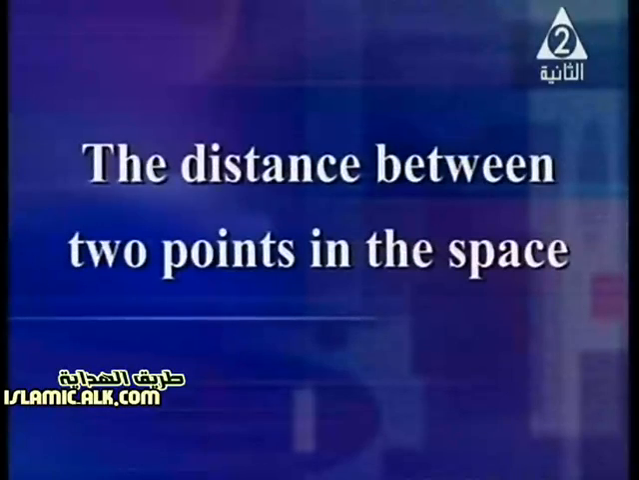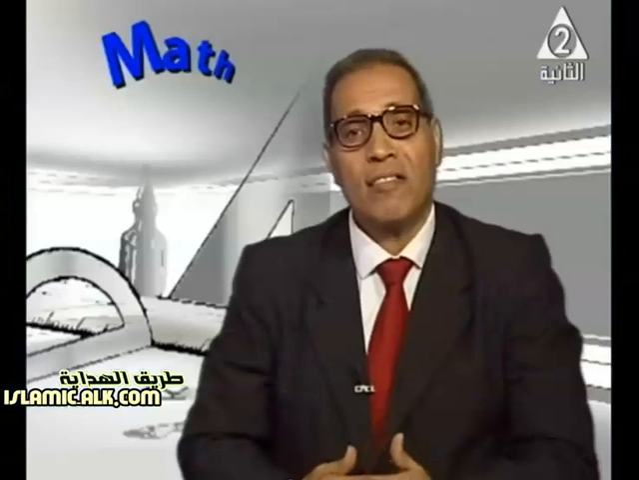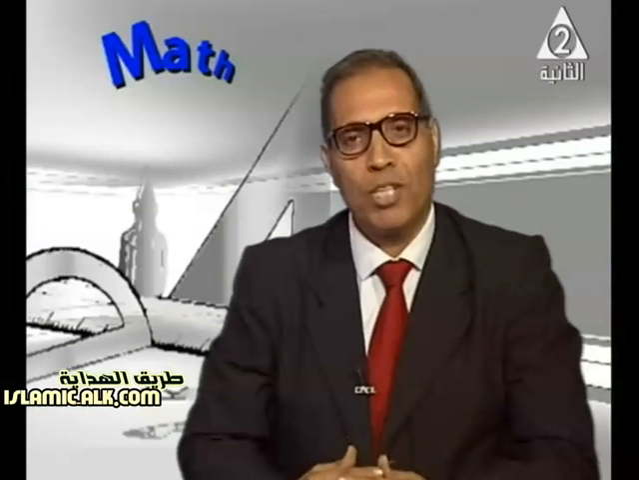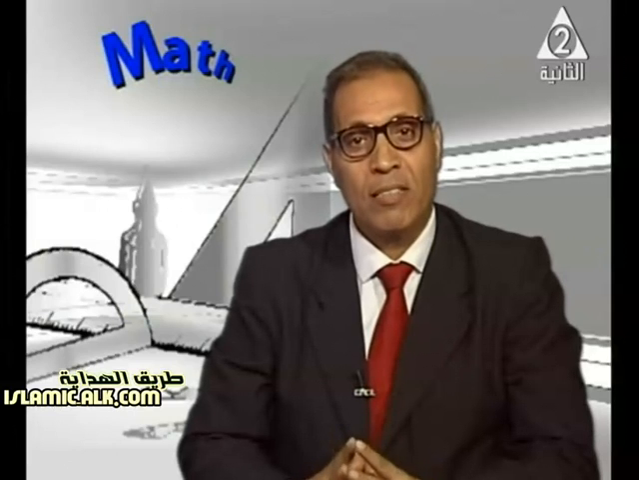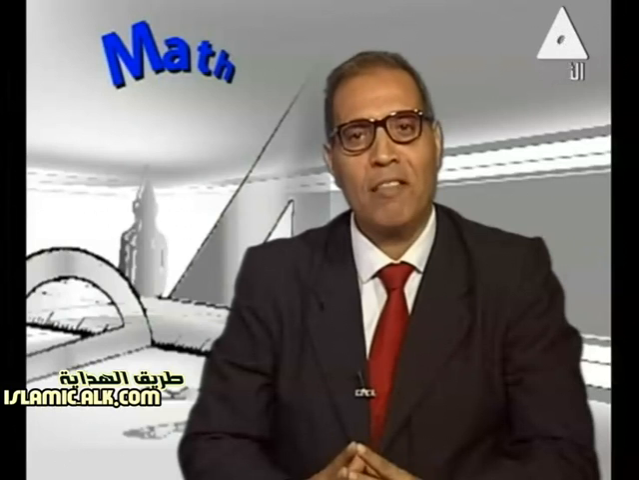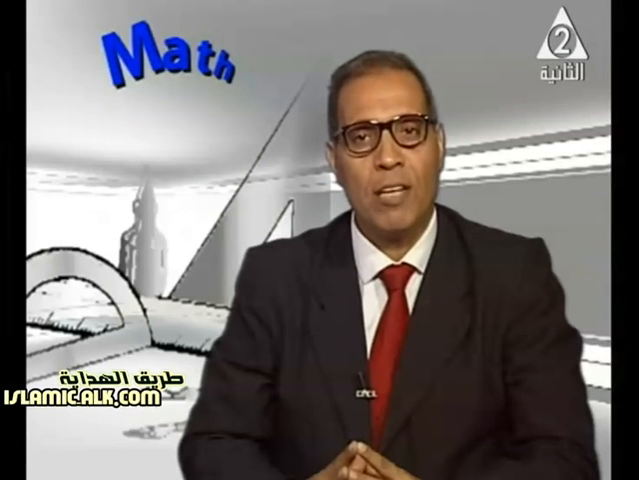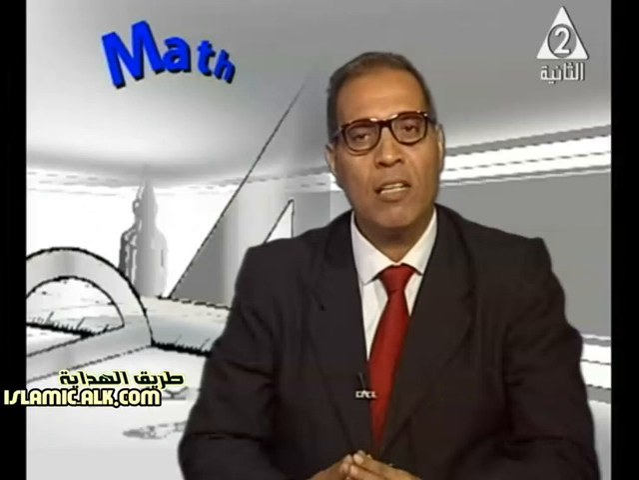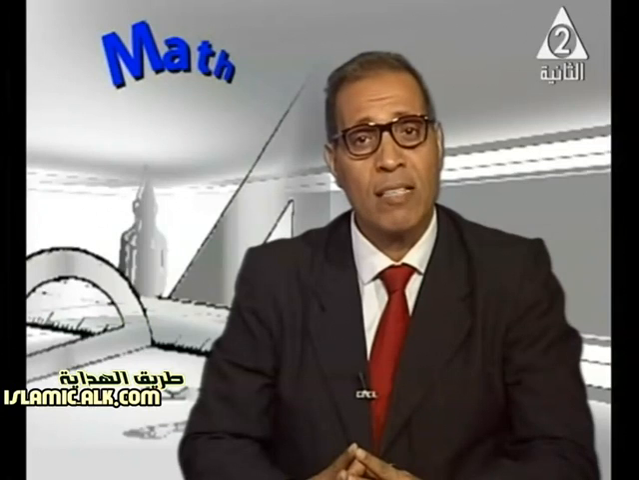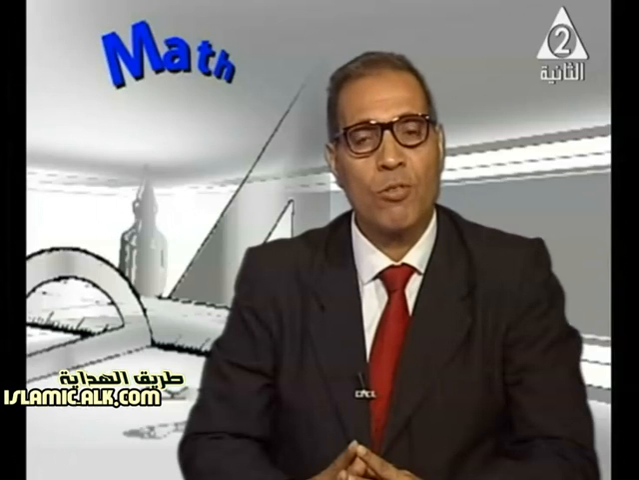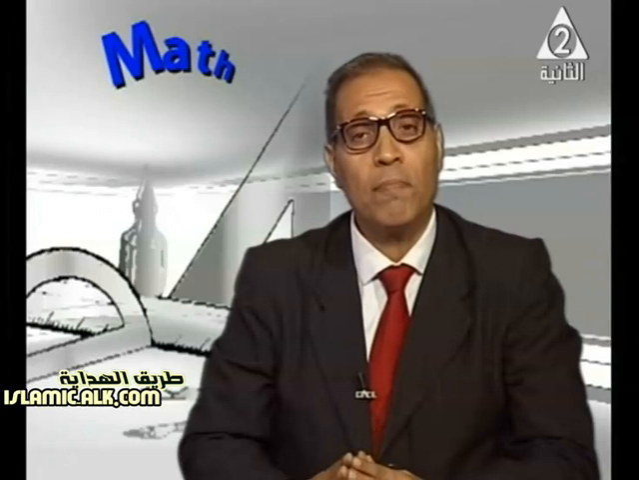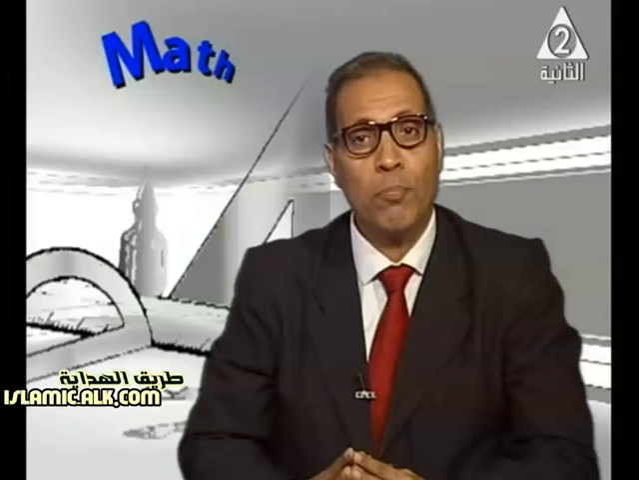The distance between 2 points in the space. Dear student, in the last lesson, when we found the distance between 2 points in 2 dimensions, remember, point A (x1, y1), point B (x2, y2). When we find AB, or the distance between A and B, we write AB equals the square root of the difference between the 2 x's squared plus the difference between the 2 y's squared. AB equals square root of (x2 minus x1) to the power 2 plus (y2 minus y1) to the power 2.